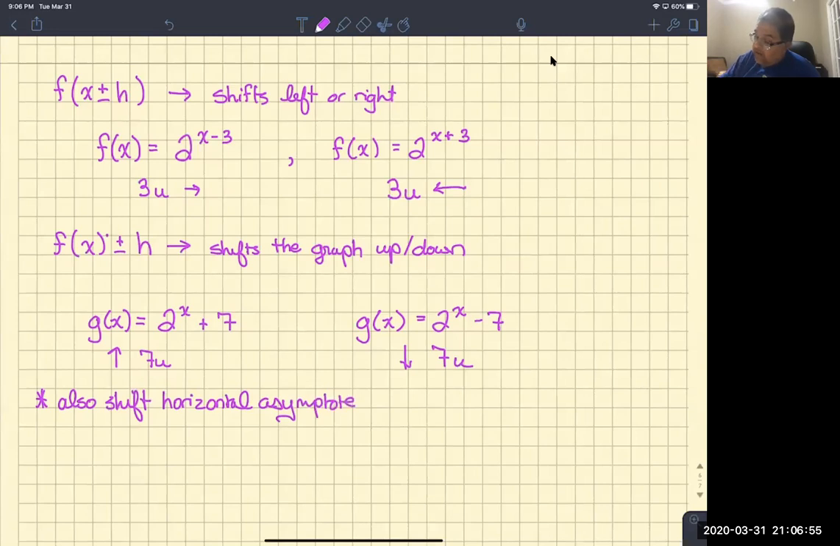If you remember, the graph of 2 to the x has a horizontal asymptote at y equals 0. And since this graph is shifted 7 units up, that means my horizontal asymptote shifts 7 units up. So instead of having a horizontal asymptote at y equals 0, it has the horizontal asymptote at y equals 7. And likewise, if I shift it 7 units down, the horizontal asymptote also shifts down. So now the horizontal asymptote is y equals -7.